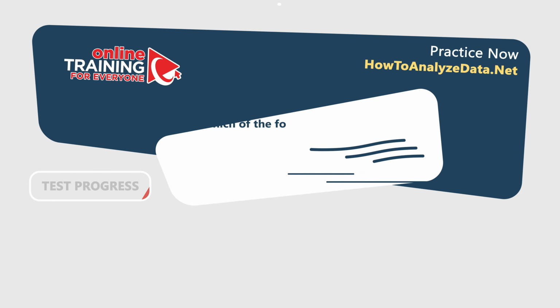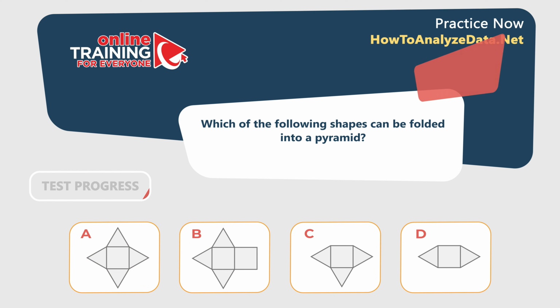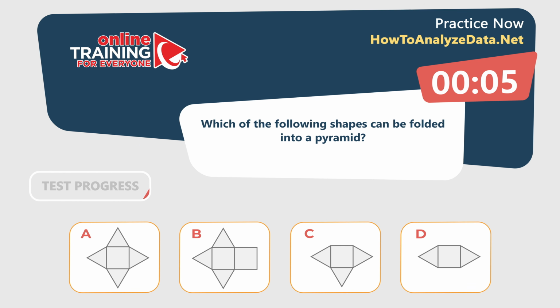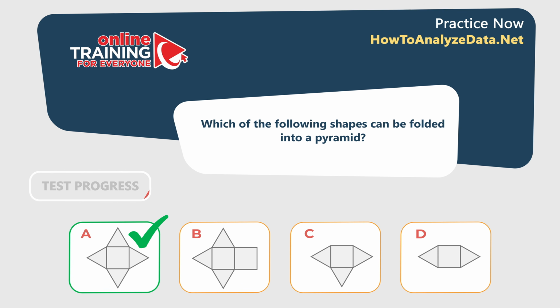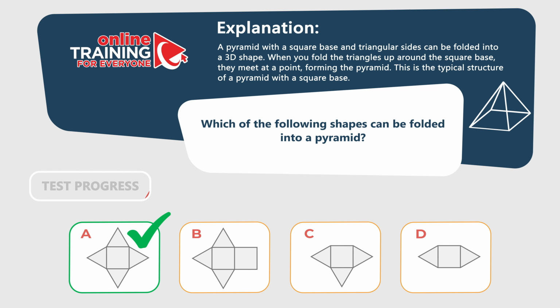Which of the following shapes can be folded into a pyramid? Your choices for the answers are A, B, C, or D. The correct answer is choice A, and here's why. A pyramid with the square base and triangular sides can be folded into a 3D shape. When you fold the triangles up around the square base, they meet at the point forming a pyramid. And this is the typical structure of the pyramid with the square base.